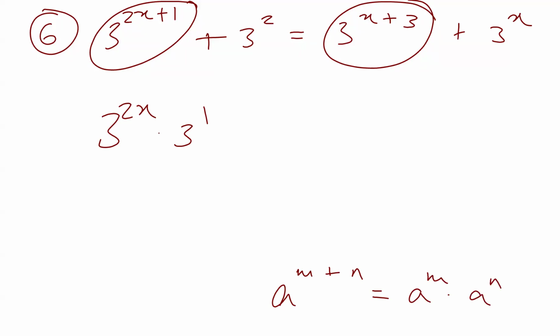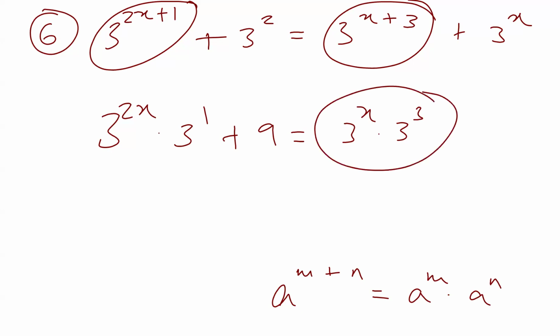Is this clear, guys? Or any difficulties there? Indices. Okay. Plus 9 equal to 3 raised to x into 3 raised to 3. Here also the same concept I have applied. X plus 3. So once it is x and once it is 3. These are basic indices.